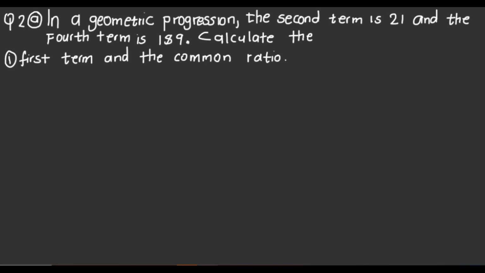have the second term. Now we'll begin by first making a sequence. First term is not given, so say T1. Then second term is given, which is 21. Then the third term is not given. Fourth term is given, which is 189. Now, how can we find the first term?